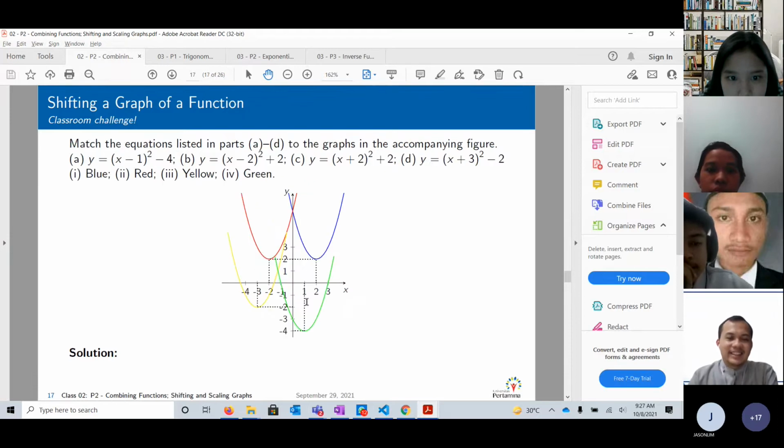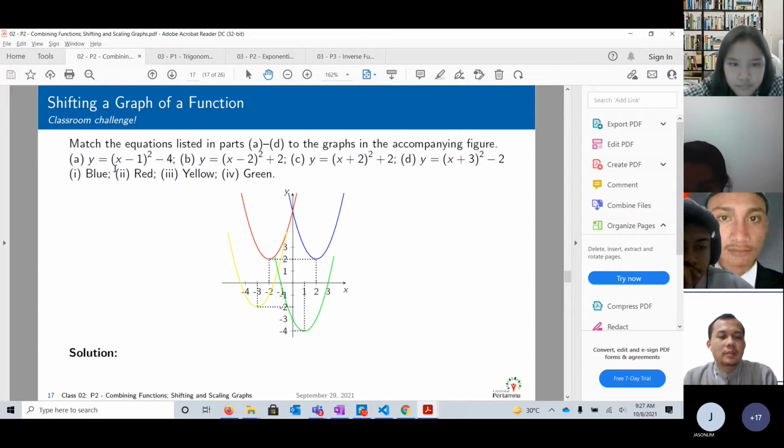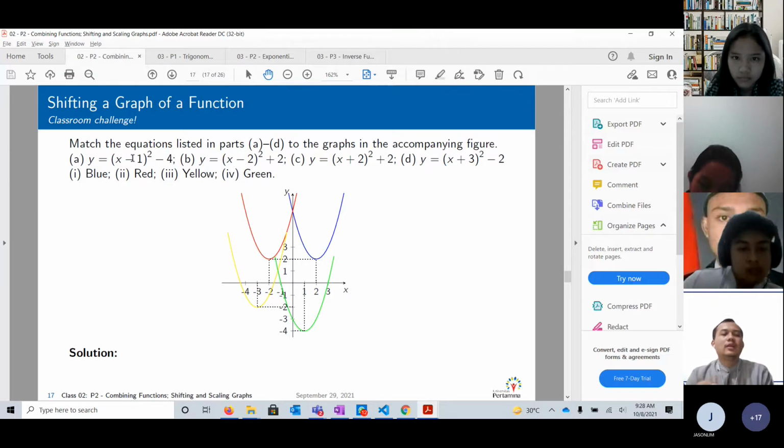Now, this one is a little bit more complicated. Which pair is correct? For example, let's take a look at the first equation: y equals x minus 1 squared plus 4, minus 4. So in this case, we have x minus 1 squared. So basically, we have y equals x squared. Now we add minus 1 to x, meaning that we shift the graph to the left or right by 1 unit.